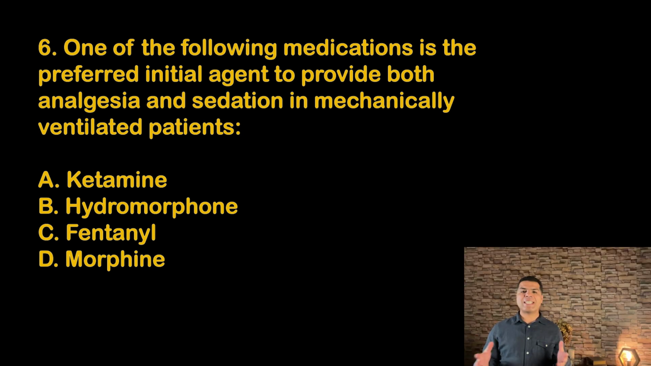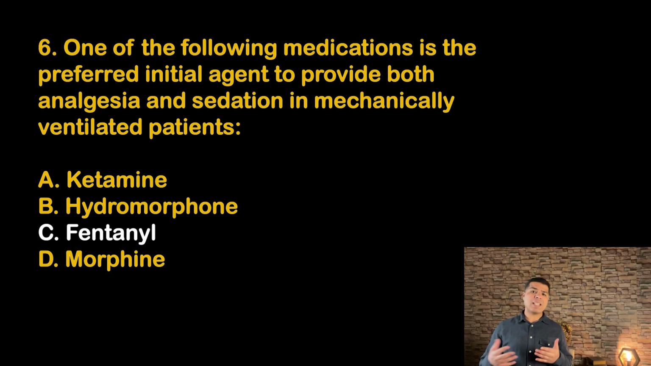Of course, the correct answer here is C. Fentanyl is the preferred initial agent to provide analgesia and sedation in mechanically ventilated patients. IV opioids in general are equally efficacious, but fentanyl has a less hypotensive effect and no significant metabolites that can accumulate in patients with hepatic or renal impairments. Unlike morphine and hydromorphone, which can have metabolites that can accumulate to harmful levels in those patients.